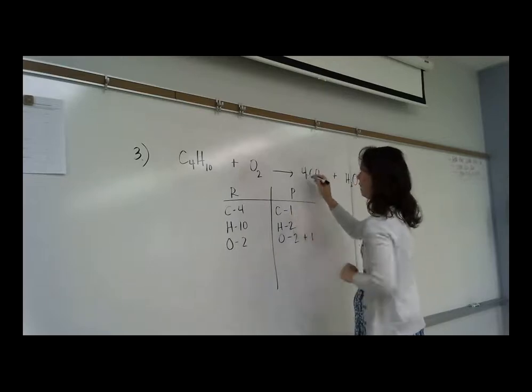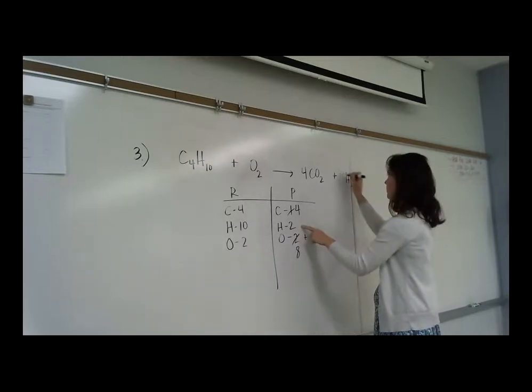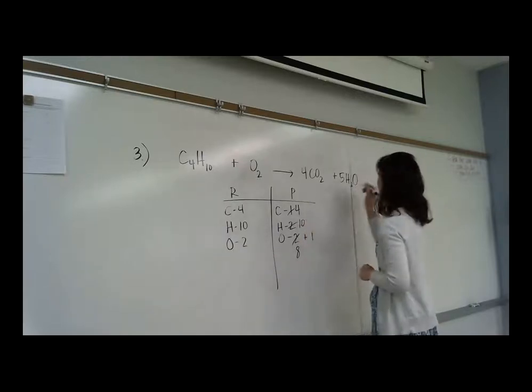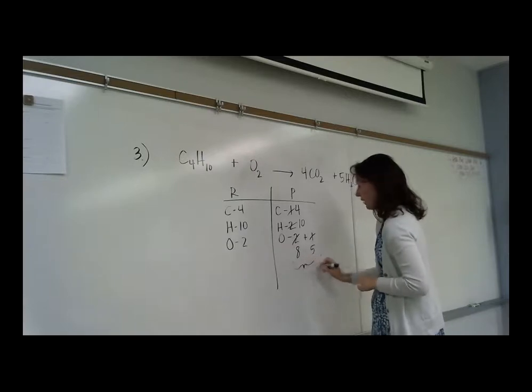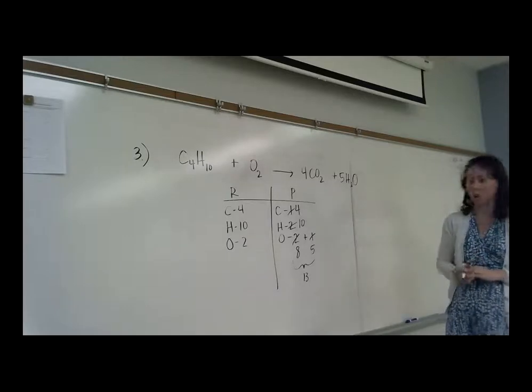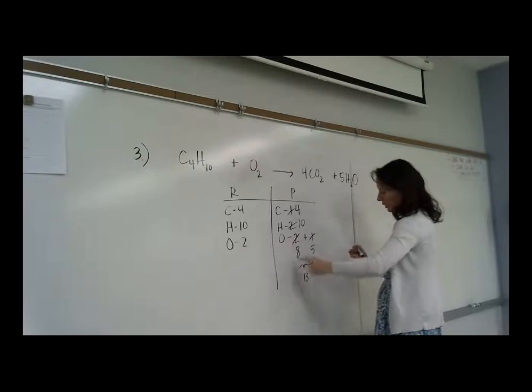Distribute that 4. 4 times 1 is 4. 4 times 2 is 8. Let's balance hydrogen. So we need a 5. 5 times 2 is 10. 5 times 1 is 5. All right, so this sum is 13. Do we agree? Yes. Now, is 13 a multiple of 2? No. There's no way that I can turn a 2 into a 13 using a whole number.